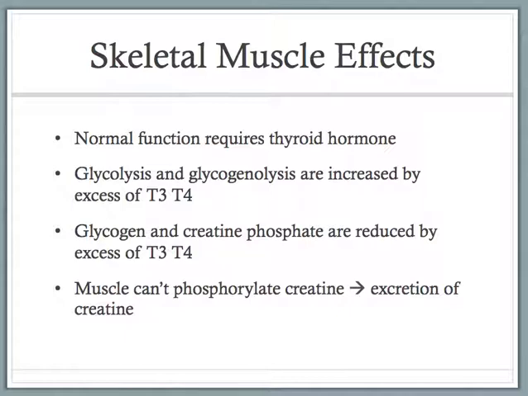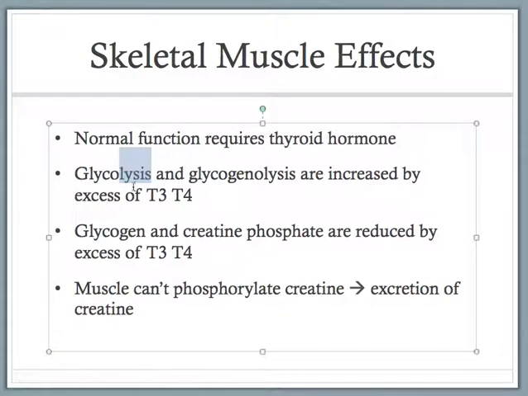We need some thyroid hormone, as I mentioned, to have normal function of skeletal muscle. It's extremely important, though, in the development of the muscular system. So it's needed during development, and it's also needed for general skeletal muscle effects in adults as well. Glycolysis and glycogenolysis are increased by lots of excess T3, T4. Remember, lysis is to break apart. It's like the breaking down of glycogen and glucose. Glycogen and creatine phosphate are reduced by lots of T3 and T4. Muscle can't phosphorylate creatine.